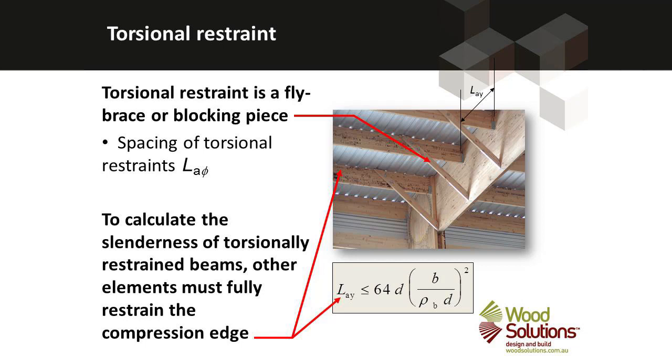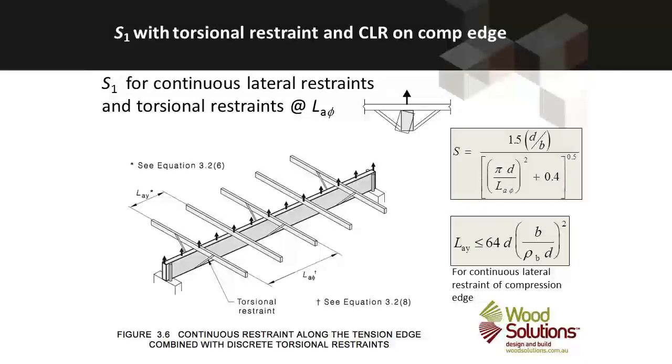And this slide shows some fly braces, and those fly braces are going to stop the rotation of the member, and as a result of that, they're going to enable the member to have a lower tendency for lateral torsional buckling. And that's the expression for the slenderness of that configuration.